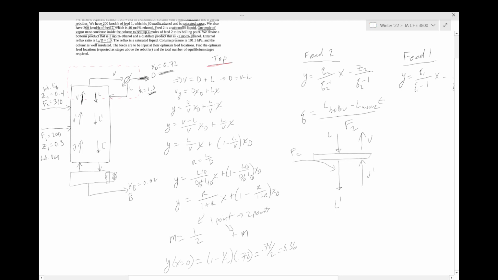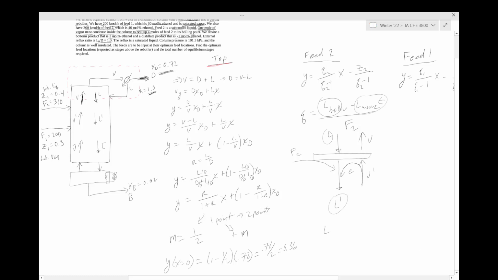So for 1 mole of vapor must condense inside the column to heat up 4 moles of feed. So what's happening is you have vapor coming up. It's getting cooled by the subcooled liquid, and it's condensing. We're going to call that C, the amount that's being condensed. So what we care about up here is the L below, which is this L prime. We care about the L above, which is this L.